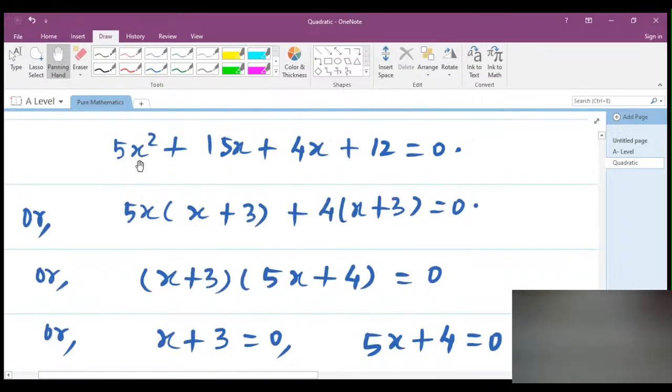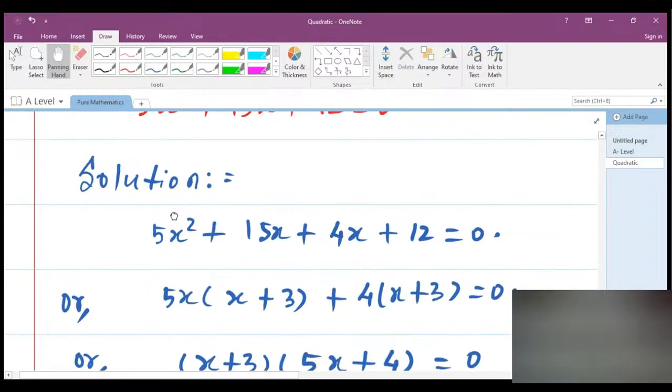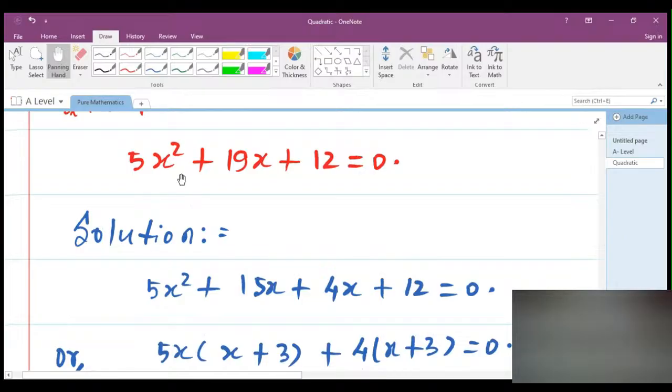So let's see the solution once again. This is the question: 5x squared plus 19x plus 12 equal to 0. So here A, B, C, here AC is 60, and B plus C will be 19x and B into C will be 60.